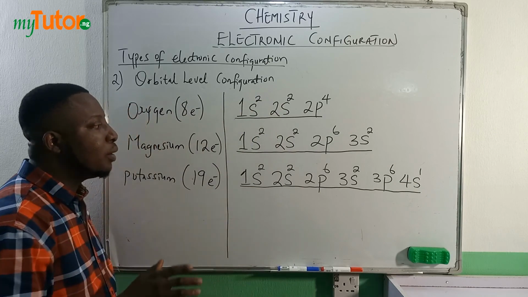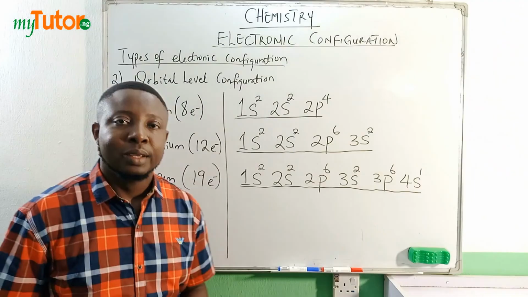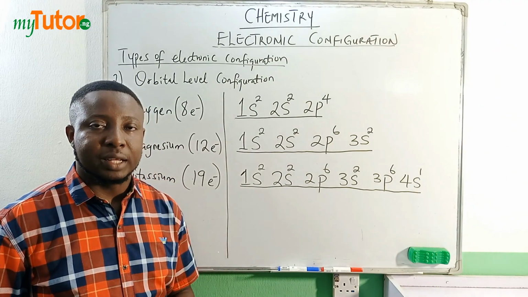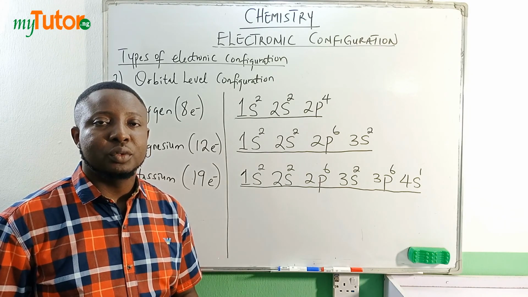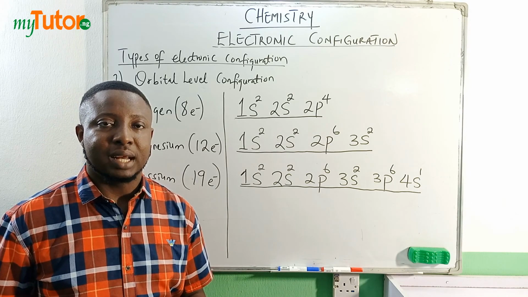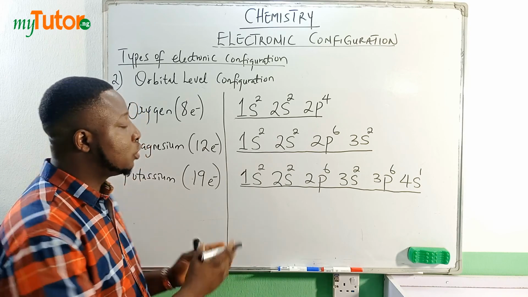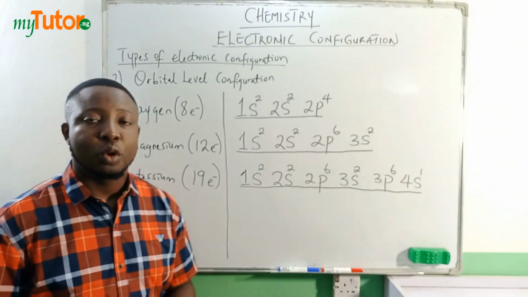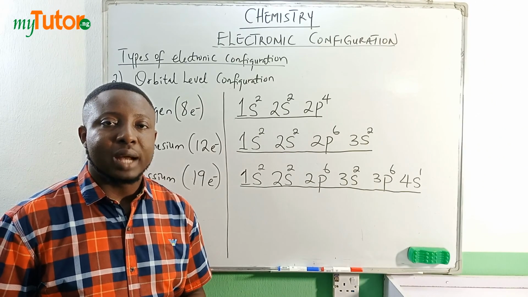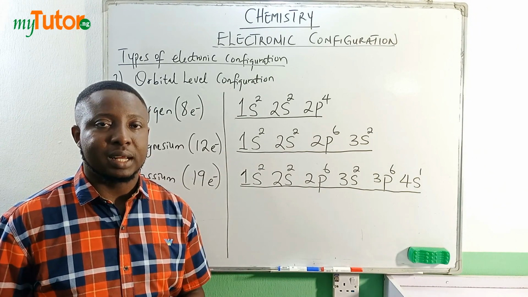So this is how to write the orbital level configuration of an atom. So we have been able to see how to write the electronic configuration of an atom. Remember we said that we have 2 types of configuration: the energy level configuration and the orbital level configuration. We have seen how to write the energy level configuration, and also we have seen how to write the orbital level configuration of an atom. I believe that by now you should be able to write the configuration of an atom, be it the energy level or the orbital level configuration.